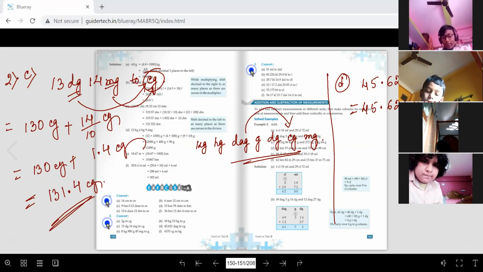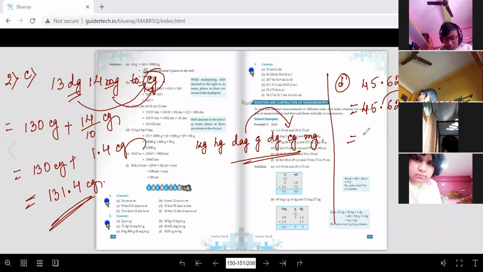100, this is correct. No, thousand. No, ma'am, there will be three places. No, thousand, it will be two. And there will be no decimal in the answer. Ma'am, can I get the answer once? Now understood? Say, Trisha. 45,621 centigram. Yes, okay. Acha, now do the next one.